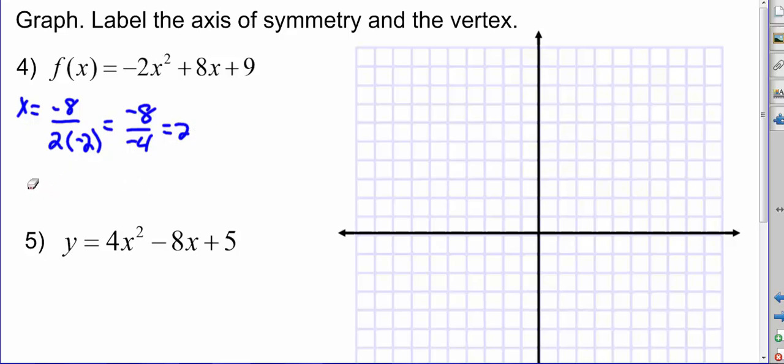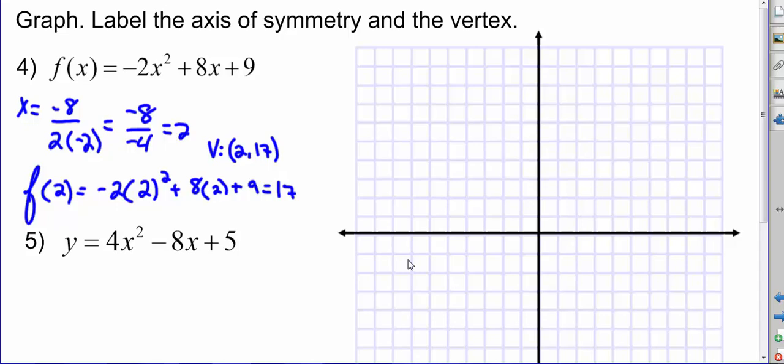So what we're going to do is plug that in for our function everywhere we find an x value. I went ahead and skipped some of my work there, but I think you guys get the picture. Your vertex is going to be at 2, 17. So here's what we're going to do in order to graph. We've got to pick a couple of x values, and we're going to plug those x values into our function to figure out what our y values are going to be.